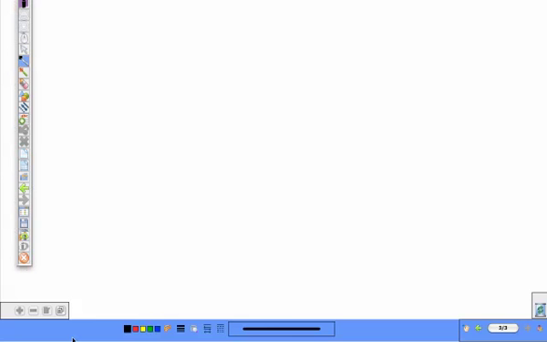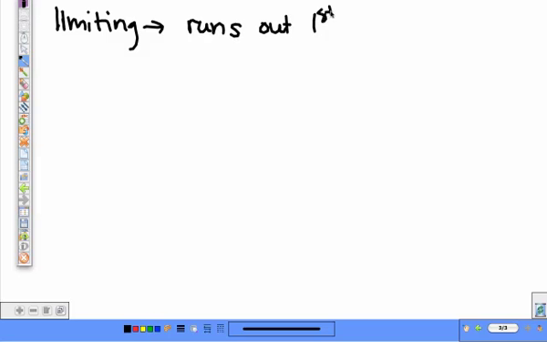Okay, next one we have is determining the limiting reactant. So this is what we did last week. What's the difference between limiting reactant and excess reactant? Okay, limiting, you run out of it first. It runs out first. It controls the amount of product produced.